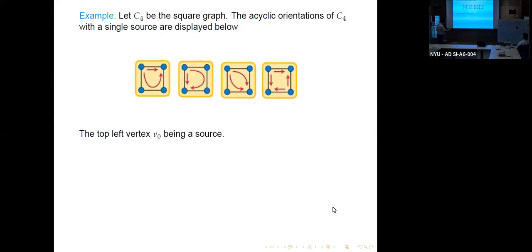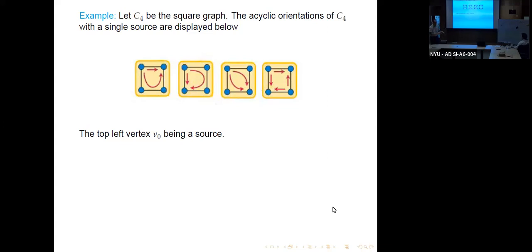Here an arrow goes like that, and this vertex is your source. All arrows emanate from that point. So source, source, source, it's good. Acyclic, acyclic, acyclic, it's good. But this is a problem, because you have two sources. You don't want to have two sources. So this is acyclic with one single source, acyclic with one single source, acyclic with two sources.